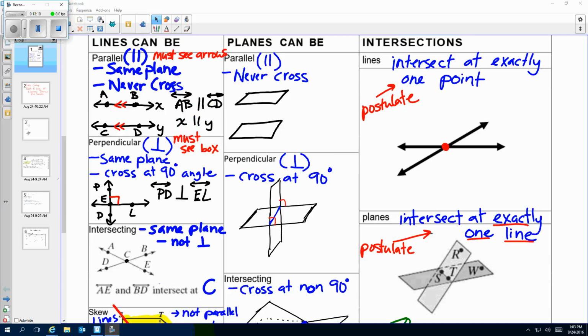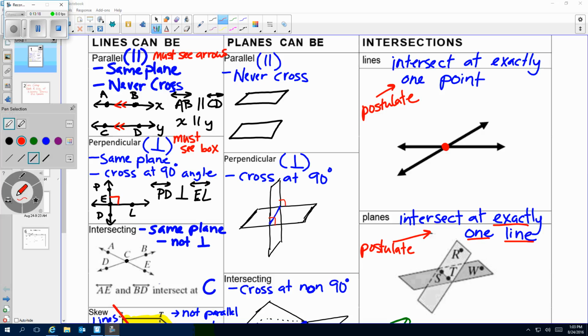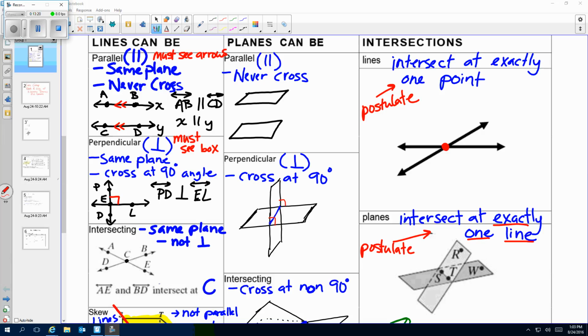All right, let's finish this up. Planes can be parallel as well. Okay, that means they would never cross. Let's go ahead and add the notation. Guys, on your drawing, you still would need to draw your arrows to show that the planes are parallel. Okay, you show the arrows to show that they're parallel. You can't just do it with lines. Lines are part of the plane, or it's part of the representation of the plane.